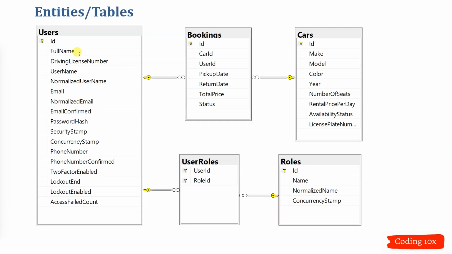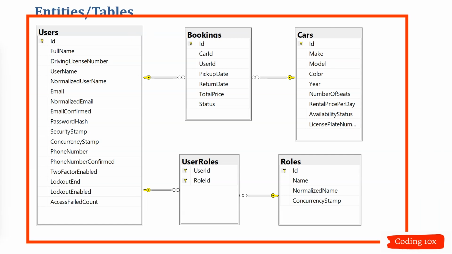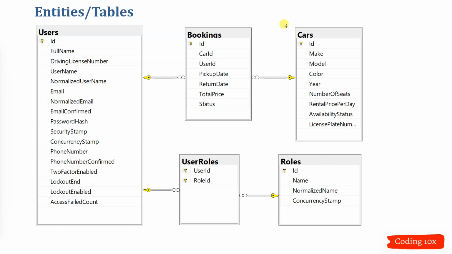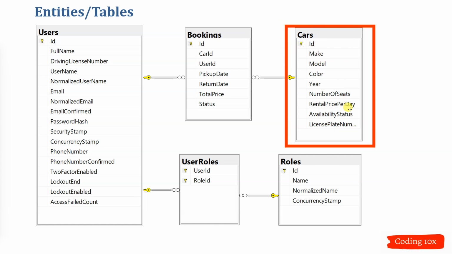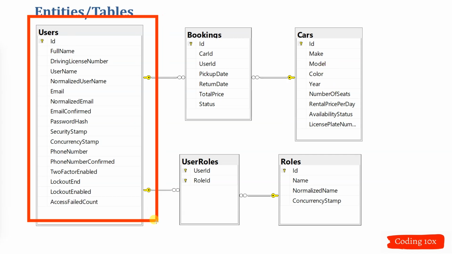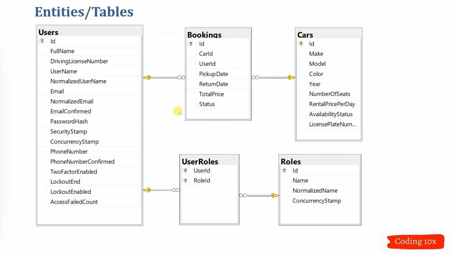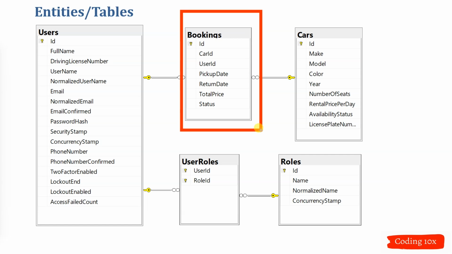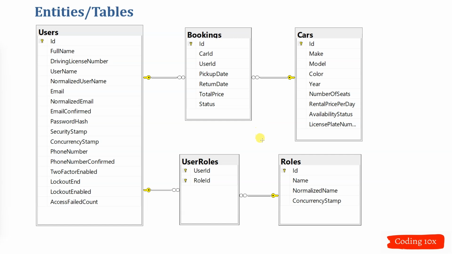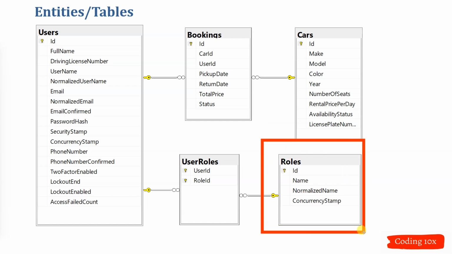Our API needs some tables to store the data, either in memory or physical machine. We will create entities like cars to store car details like model, year, make, rental price per day, etc. We also need users table to save users information like full name, phone number, email. Bookings table is required to keep track of who is driving what car and from which date to what date. We also need roles table to store roles to be assigned to users.